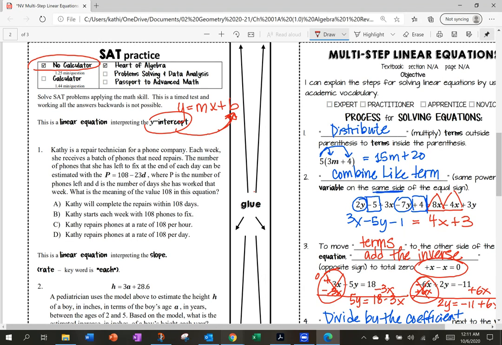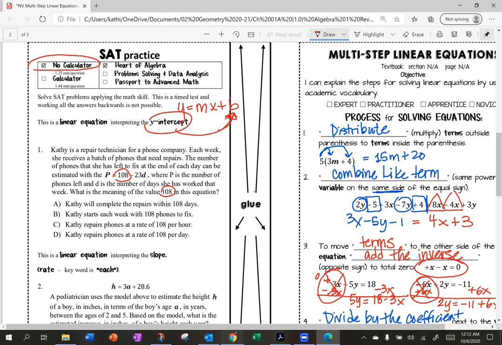What is the meaning of the value of 108 in the equation? So the 108 is the constant. That's why I know it's the y-intercept. So Kathy will complete the repairs in 108 days. Kathy starts each week with 108 phones to fix. Kathy repairs phones at a rate of 108 per hour. Kathy repairs phones at a rate of 108 per day.